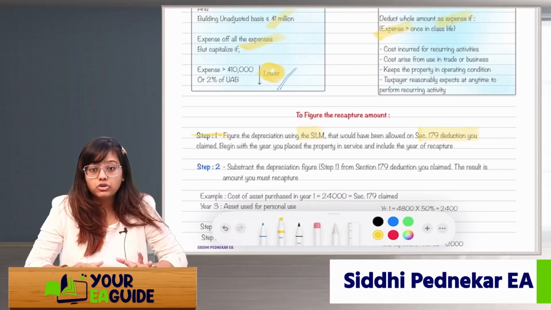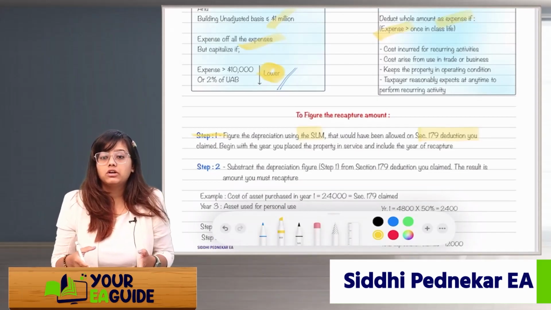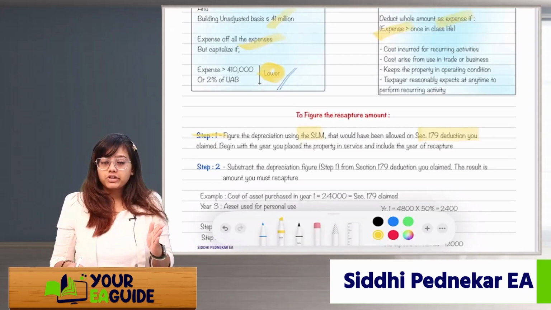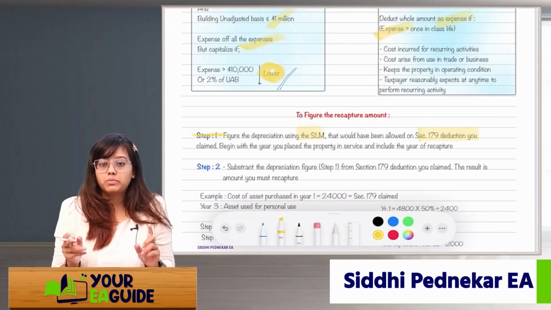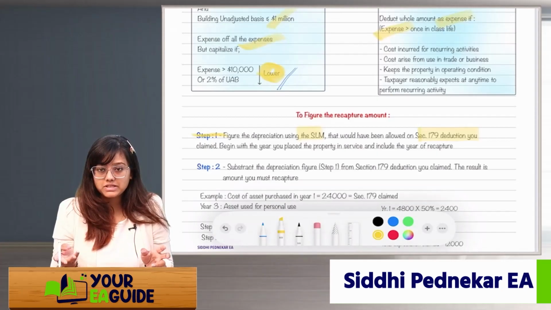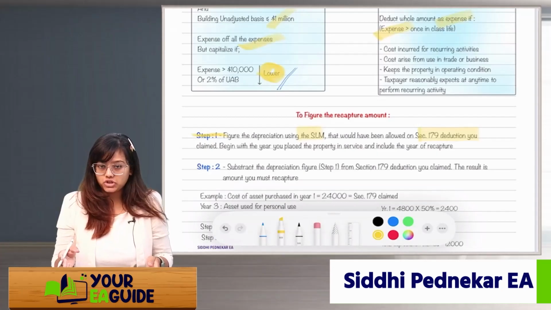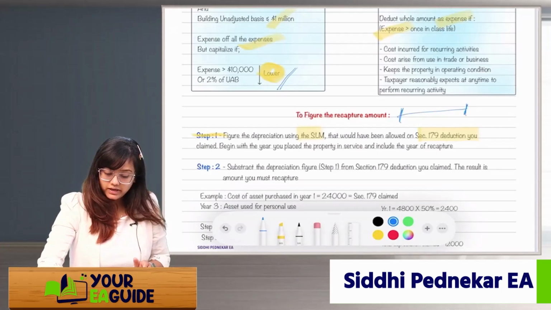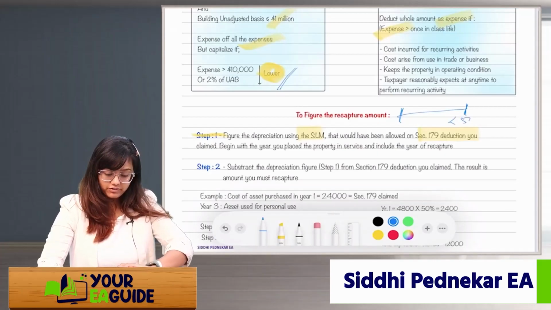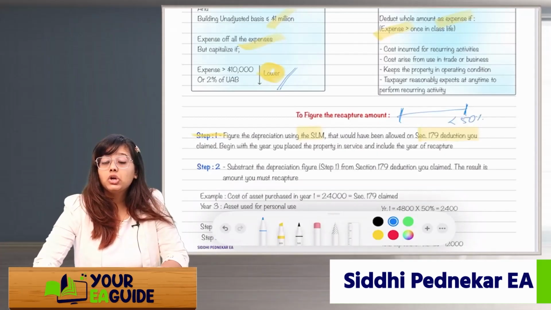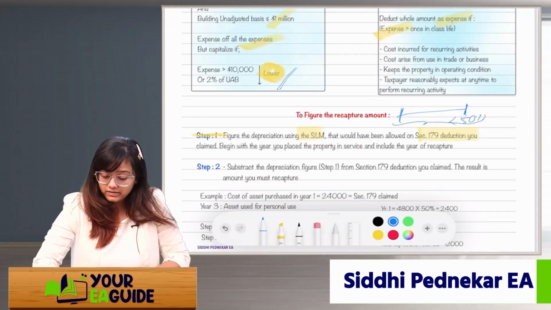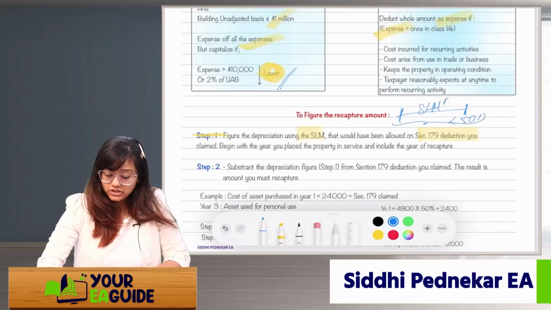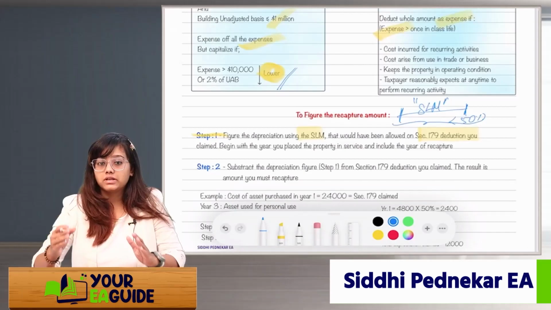Begin with the year you place the property in service and include the year of recapture. From the date of service till the date when the usage of the property is reduced to 50% of business use, means in that year you'll have to recapture. From the date of purchase till the date where the asset is used for less than 50%, just calculate the depreciation as per SLM from this date to this date.